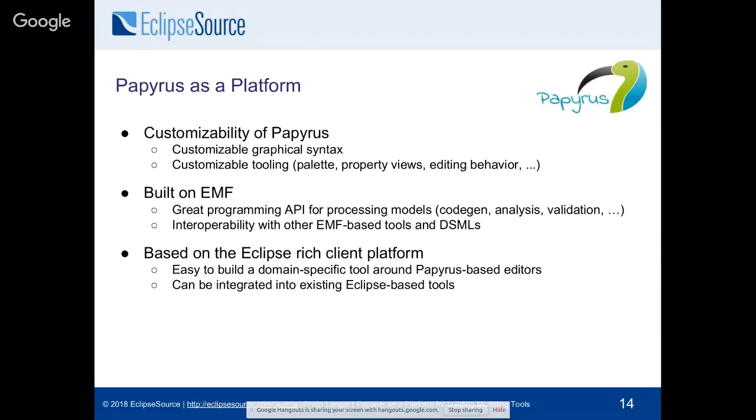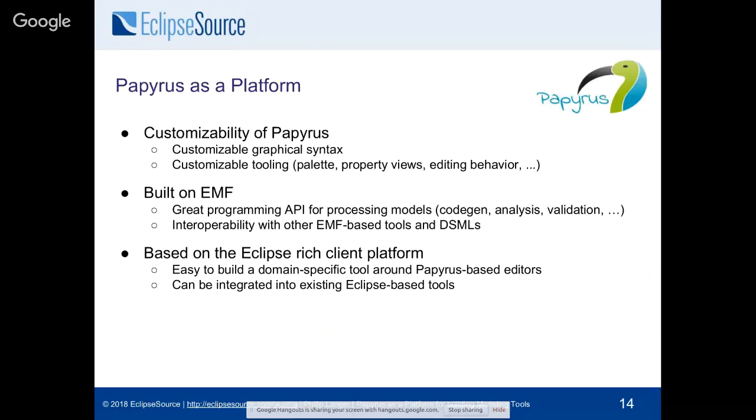So for instance, Papyrus offers us customizable graphical syntax mechanisms, so that we can change the graphical syntax of these domain-specific models based on UML. And it allows us also to customize the tooling. So for instance, to have our own palette that really only represents what we need. And we have our own property views that only show the part that is of interest for a particular use case or domain. We can also affect the editing behavior. So for instance, what should happen if I double click something in a model, and so on.